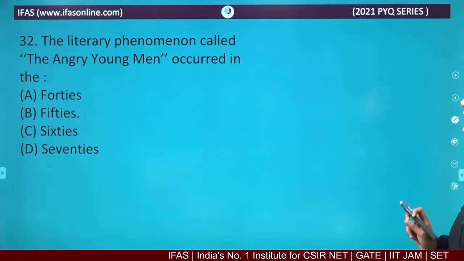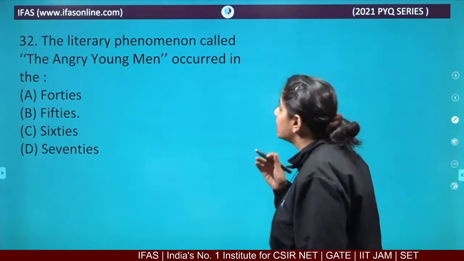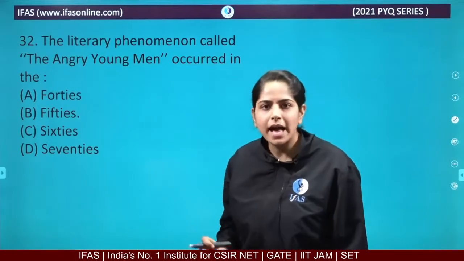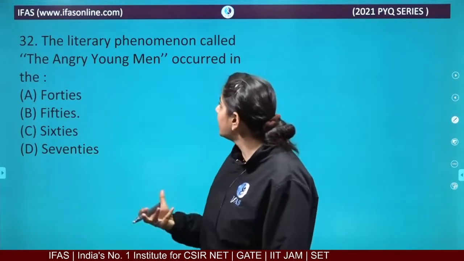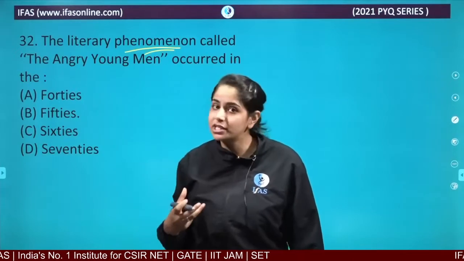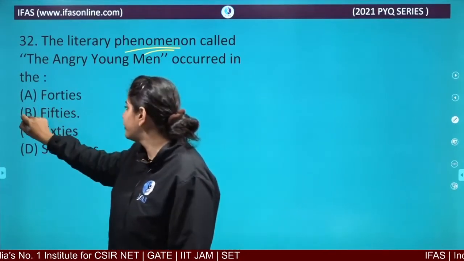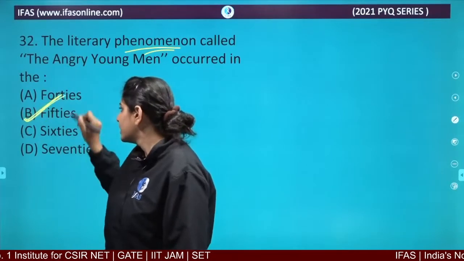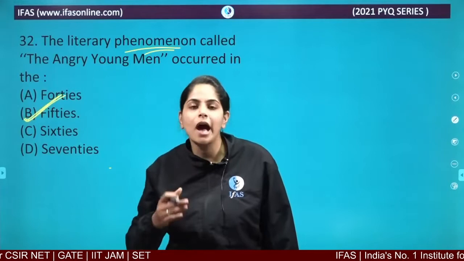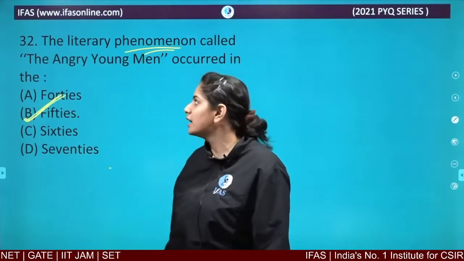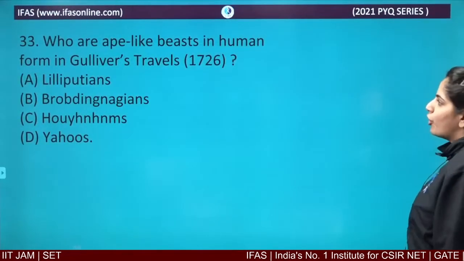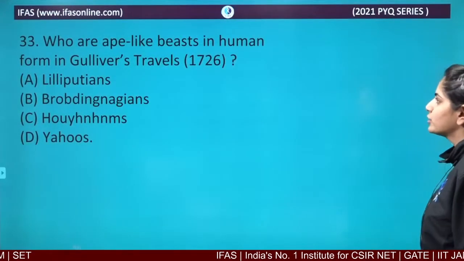The literary phenomenon called the angry young men occurred in which century? This was the literary phenomenon which started in the 50s. Even till now you can see we say angry young man, or angry young men. So now let's look at the next question.